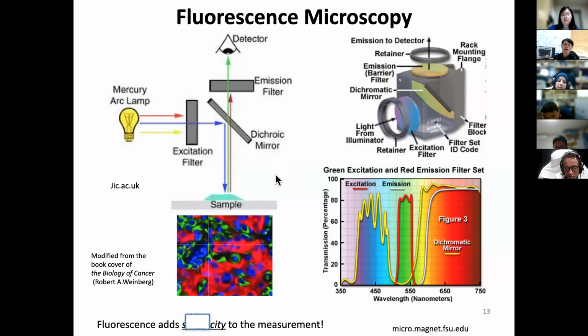Now, guess what? You can see this is the cover of a cancer biology book. You see a beautiful picture of a blue nucleus and red and green of different kinds of cells. So this is the power to show which ones are cancer cells and which ones are not. This is a fluorescence image, and fluorescence adds a specialty to the measurement.